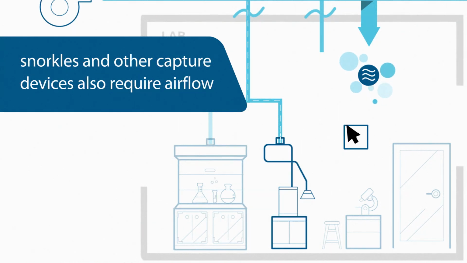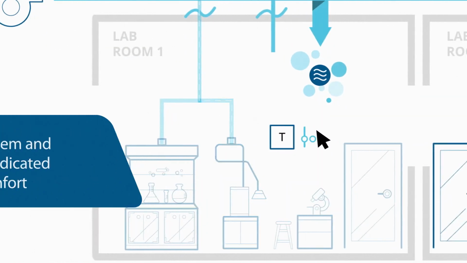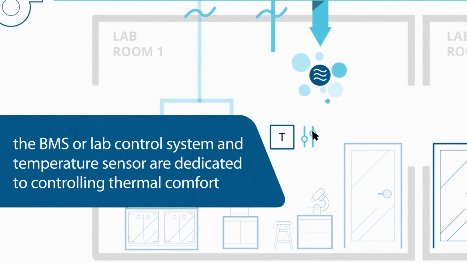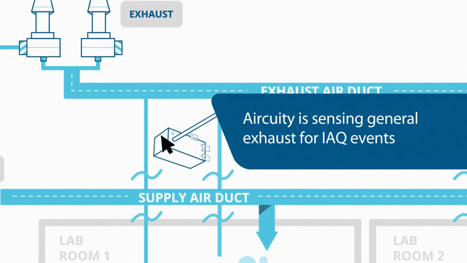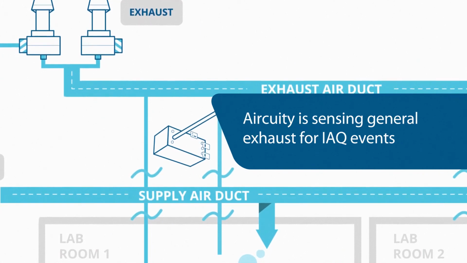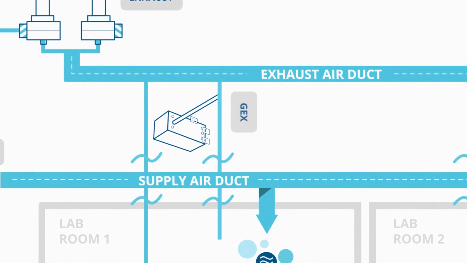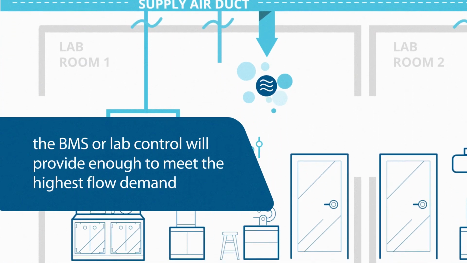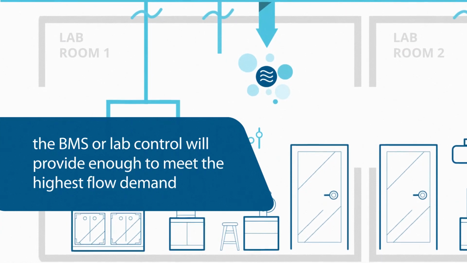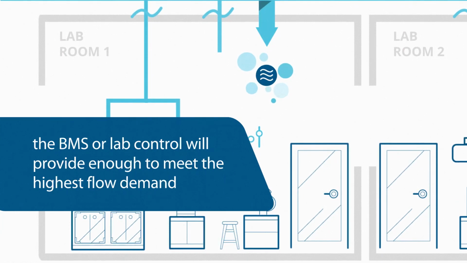Snorkels and other capture devices also require airflow, and all such devices create a minimum flow which must be met via the supply air. The BMS or lab control system and temperature sensor are dedicated to controlling thermal comfort. Aircuity is sensing in the general exhaust for any air quality events that occur in the room, not in the hood. The BMS or lab control system is going to then high select, meaning it will provide enough to meet the highest flow demand, whether that is the temperature, fume hoods, or Aircuity.